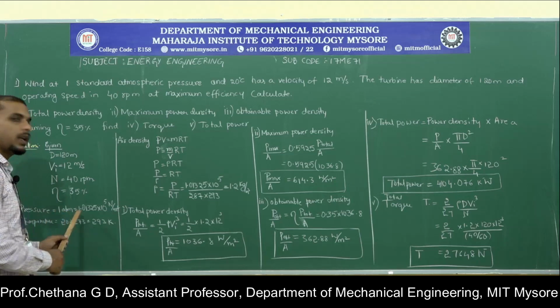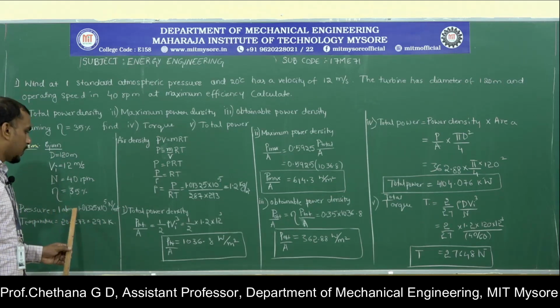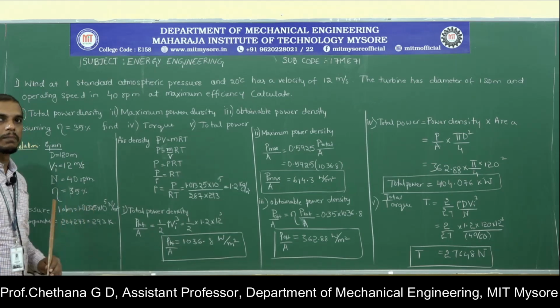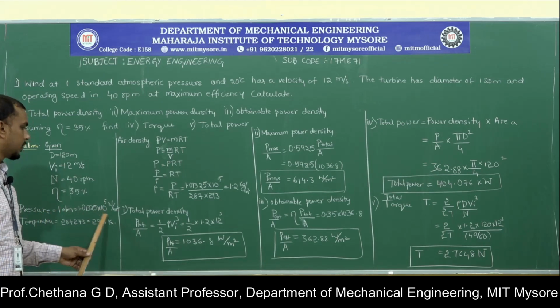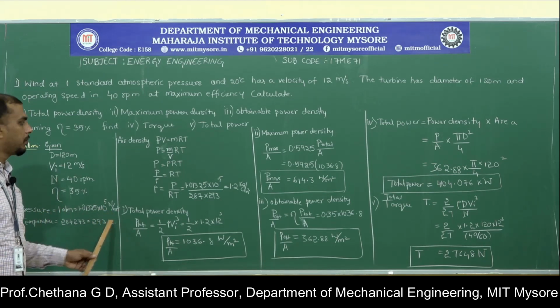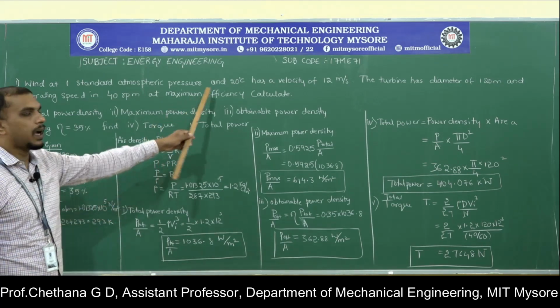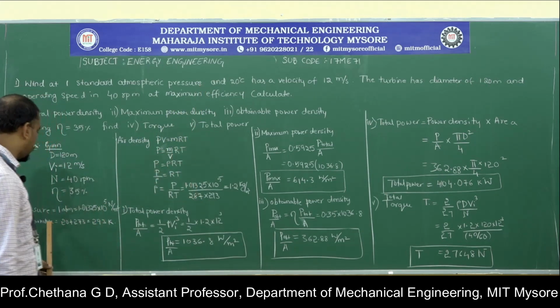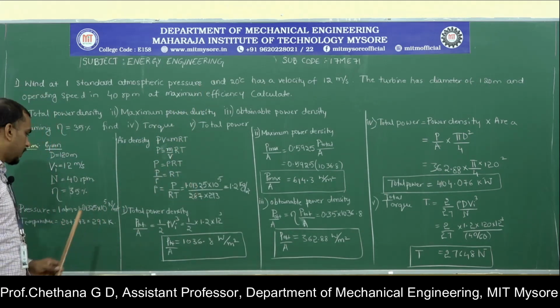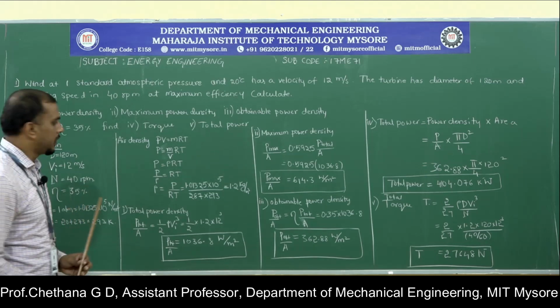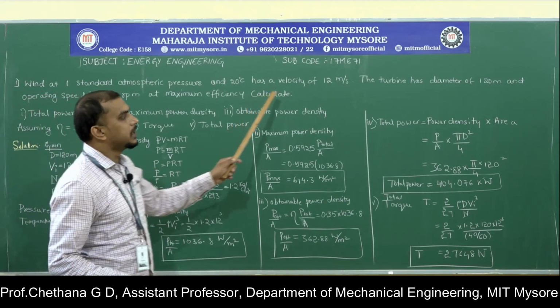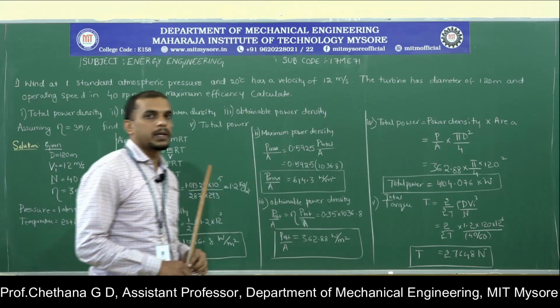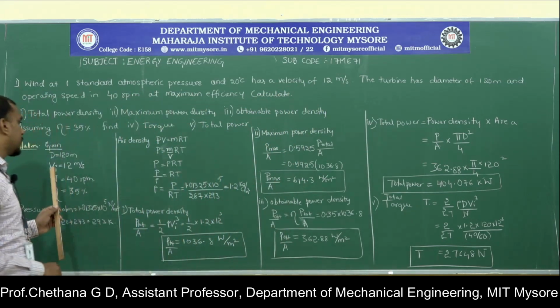So pressure is 1 atmospheric pressure. We know that 1 atmospheric pressure is 1.01325 bar. If you multiply it by 10 power 5, you convert it into Newton per meter square. And he has given the atmospheric temperature as well, that is 20 degrees. Convert it to Kelvin, add 273, you get 293 Kelvin. The wind has a velocity of 12 meter per second.